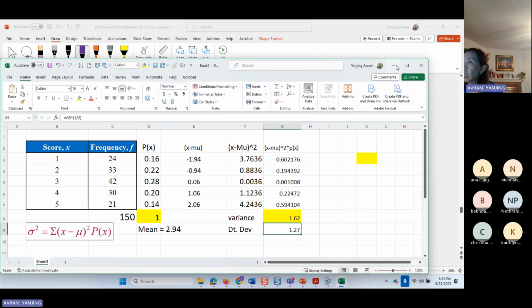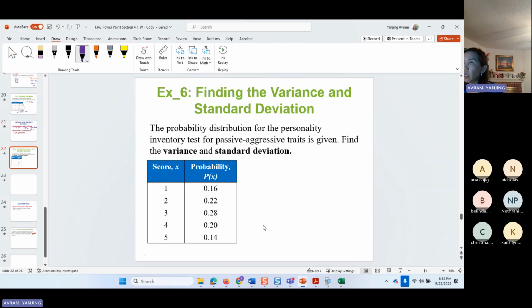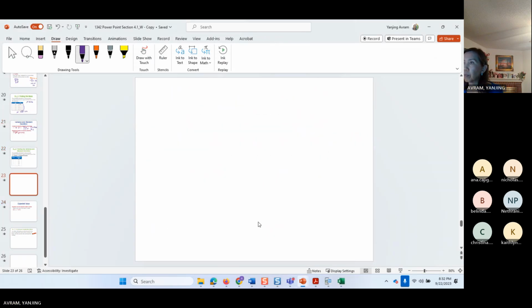Okay, so that is how you calculate this one right here. Let me pull this one in here.